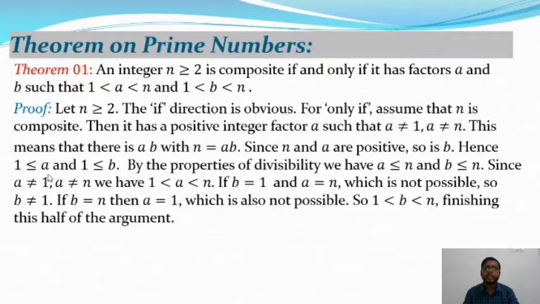Hence 1 is less than or equal to a and 1 is less than or equal to b. So these two numbers are greater than or equal to 1, that means these two are positive numbers. By the properties of divisibility, we have a is less than or equal to n and b is less than or equal to n, and since a is not equal to 1 and a is not equal to n, we have a lies in 1 to n, that means 1 less than a less than n. If b is equal to 1, then from this equation we get a is equal to n, which is not possible. So b is not equal to 1. Also if b is equal to n, then a is equal to 1, which is also not possible. So b also lies in the interval 1 to n, that means 1 less than b less than n. So this is the sufficient part of the above theorem.